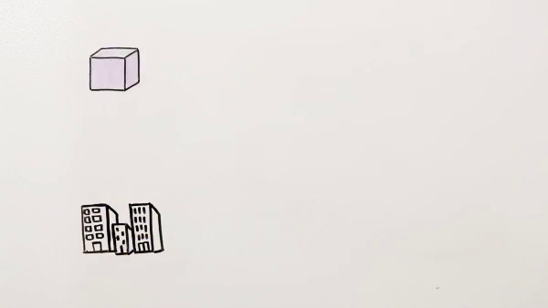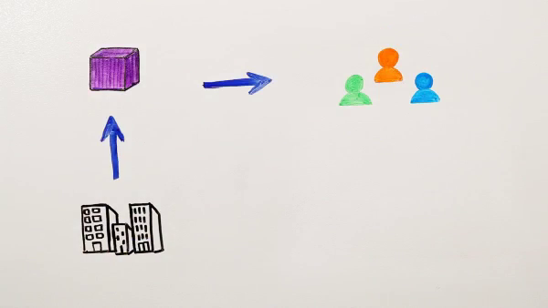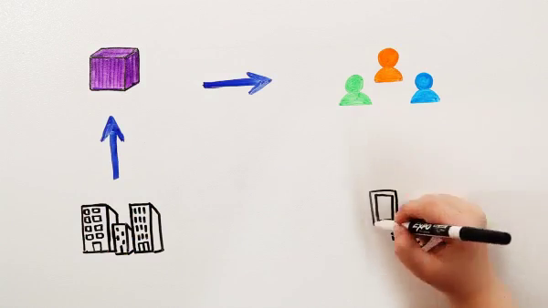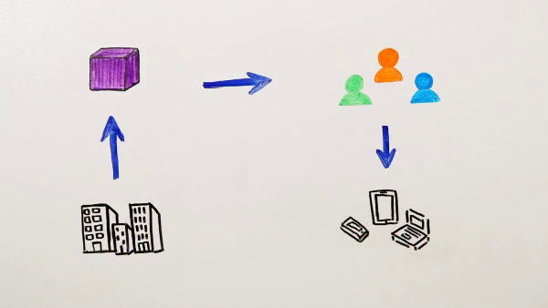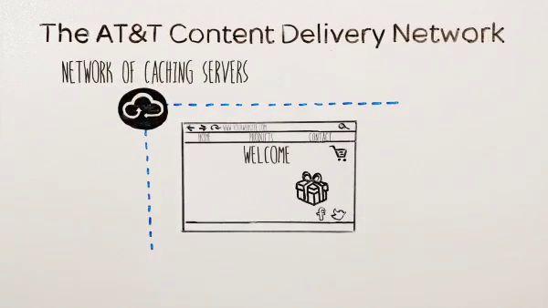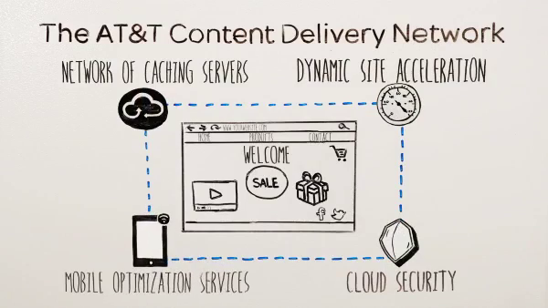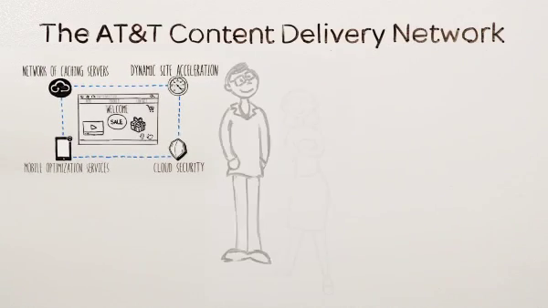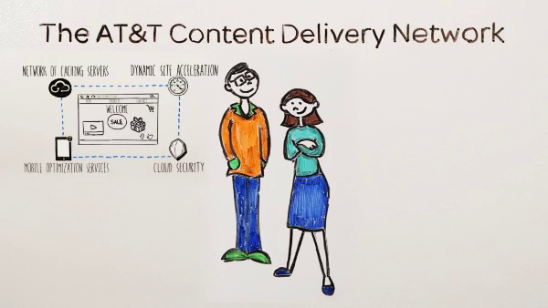Companies need to deliver rich content to their customers efficiently at a high-quality level across many platforms. With the AT&T Content Delivery Network, your customers see improved website performance. And you can focus on your business knowing your website is highly protected.